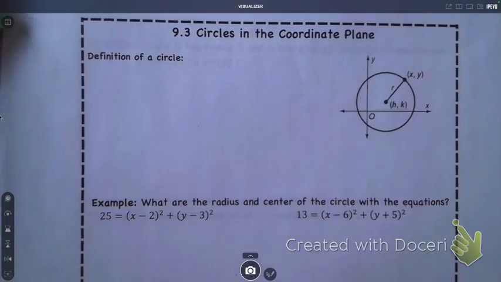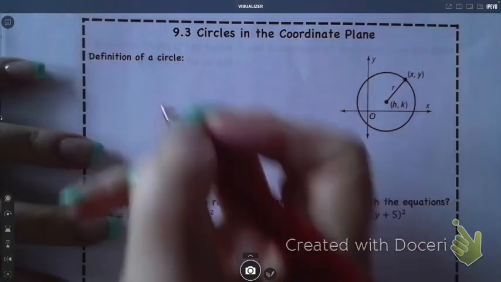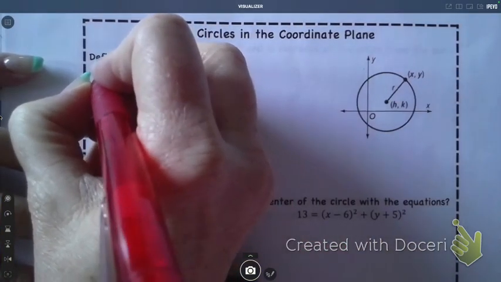So all of these, it's just a circle unit, okay? I'm bringing things from different chapters to keep all the circle stuff together, okay? So the definition of a circle, we have the equation.